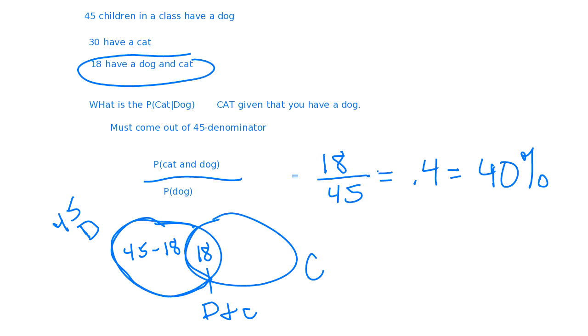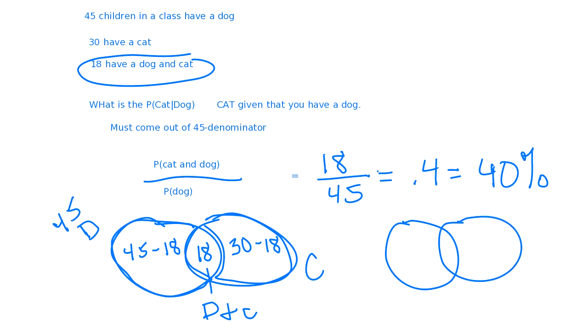And the right side is cats only. So that would be 30 minus 18. So your picture actually looks like this. You don't want any numbers overlapping. That 45 minus 18 is 27, and that number represents dog only. And the 30 minus 18, the 12, that represents cat only.